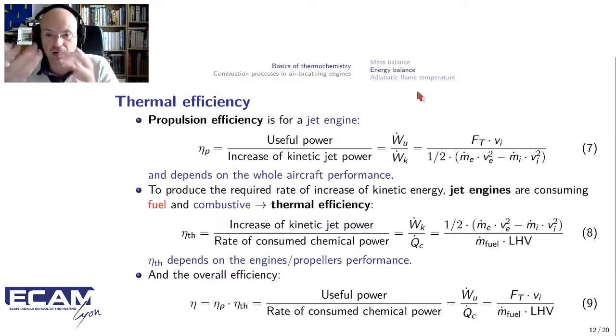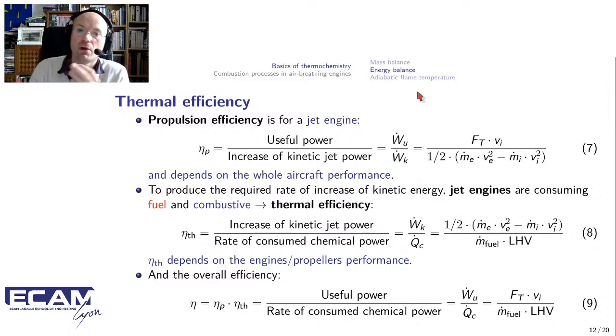Okay, and so now using, for example, the formula number 9 on the lower part of this slide, it's completely possible to calculate the overall efficiency of an aircraft, considering at the same time the propulsion one, which is due to the design of the engine, and the thermal one, which is due to the performance of its engine. Okay, the rate at which the chemical energy is supplied to the engine now is just the product of the mass flow rate by the lower heating value of the fuel.